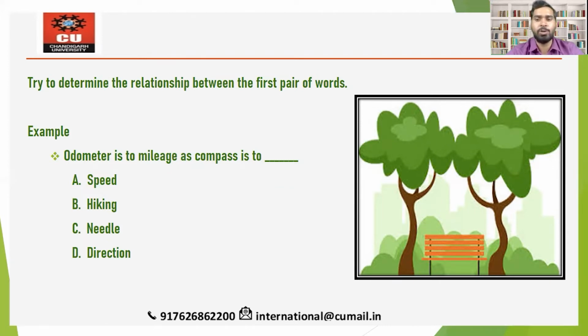An odometer is an instrument used to measure mileage. Therefore, what is the use of a compass? Do we use a compass to measure speed, hiking, needle, or direction? I'm sure you get the hint over here, right? The compass is used to determine the direction. Therefore, an odometer is an instrument used to measure mileage, and a compass is an instrument used to determine direction. Therefore, option D becomes the right answer, and options A, B, and C are incorrect.